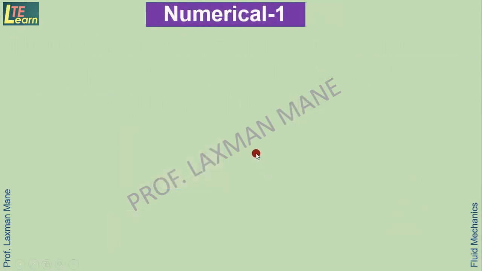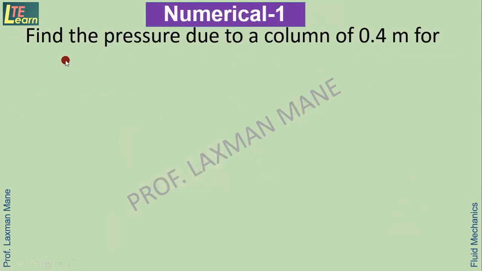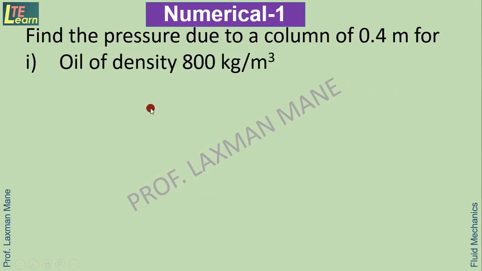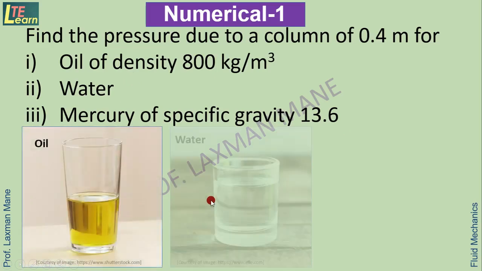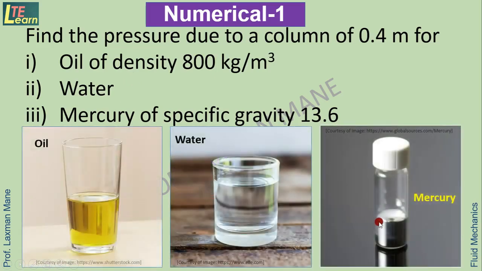Let us see the first numerical. Find the pressure due to a column of 0.4 meter for oil of density 800 kg per meter cube, water, and mercury of specific gravity 13.6. So in this numerical, these are the three fluids, oil, water and mercury, for which we have to calculate pressure intensity.